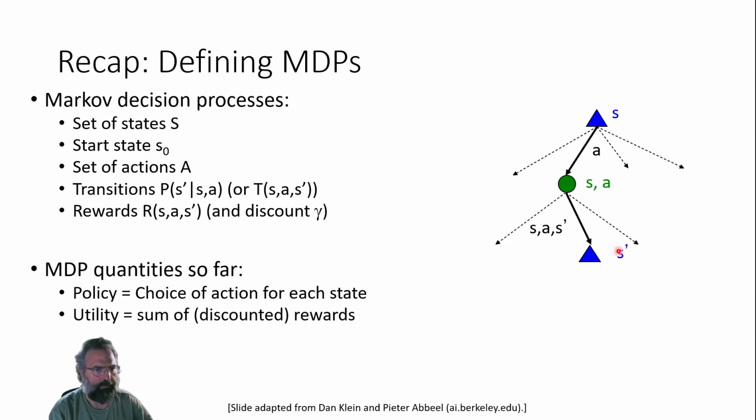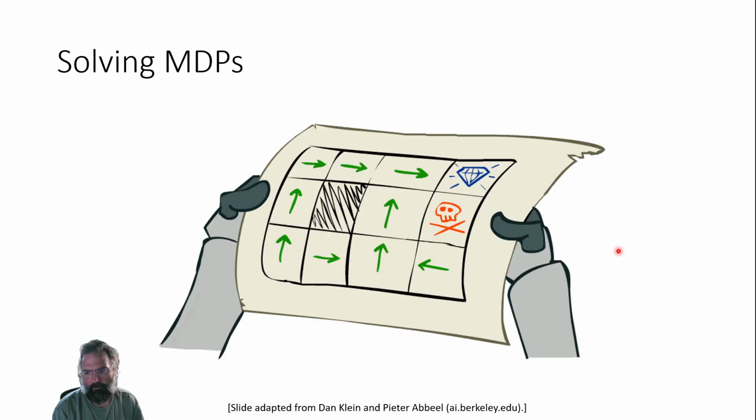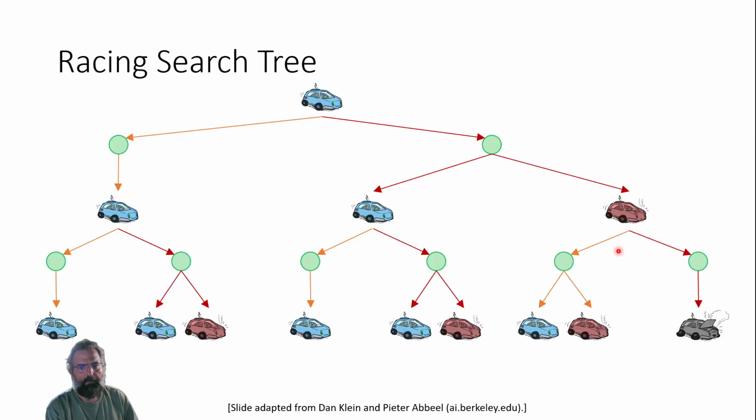and you're essentially defining the MDP, a Markov decision process, with a set of states S that has an initial state S0, a set of actions, some transitions, and a reward associated with the various states, as well as potentially a discount. And so you basically have policies as well, your choice of action for each state, and the utility, the sum of discounted rewards.